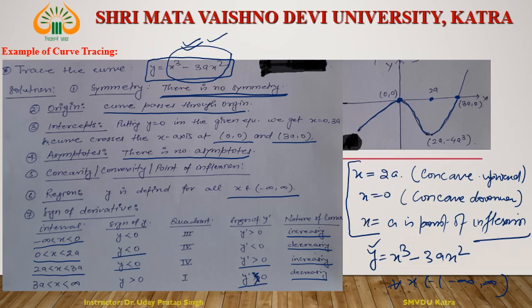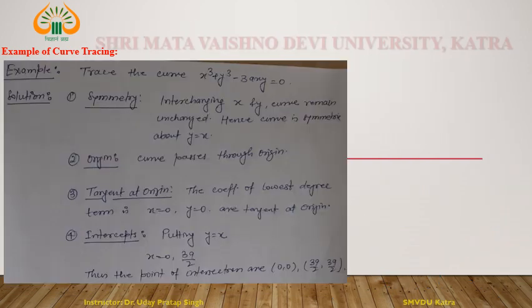Sorry, this thing is greater than 0. 3a to infinity is greater than 0, and this one is not decreasing, it is increasing. Then this is the curve: y is equal to x cube minus 3ax square.